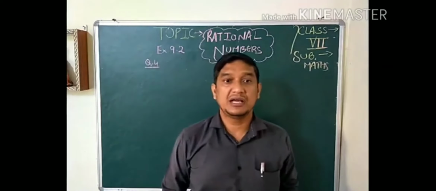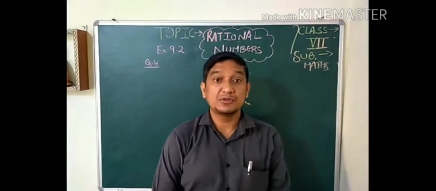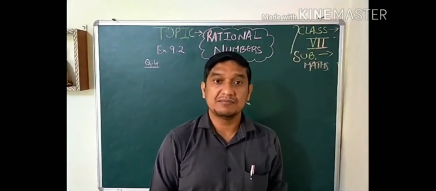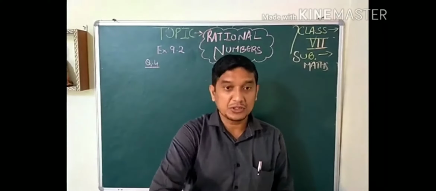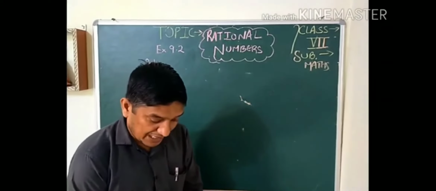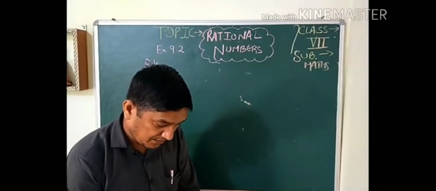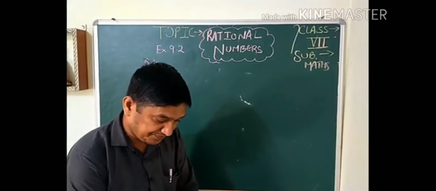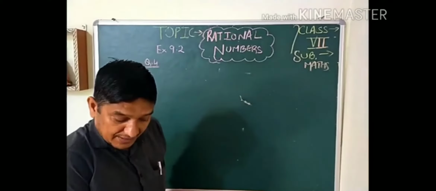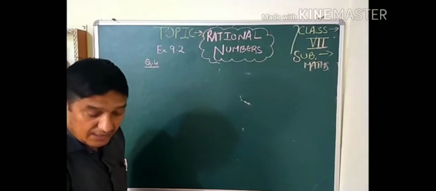Now children, we have to do question number 4, and in this question we have to represent rational numbers on the number line. This is the fourth question of the exercise 9.2. Now children, you have to read question number 4. The question is: draw the number line and represent the following rational numbers on it.